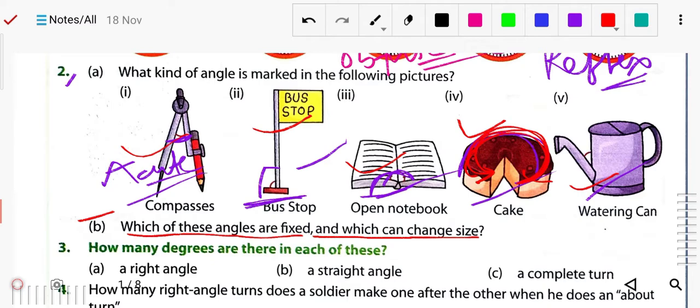Why? Fixed means this is the pole, a hard one, so we cannot change it. This is fixed, also this is made of iron material, it is fixed, but the other is a soft material. These angles can be changed, books can be turned, this compass can be adjusted, so this can be changed. You can write it like this.